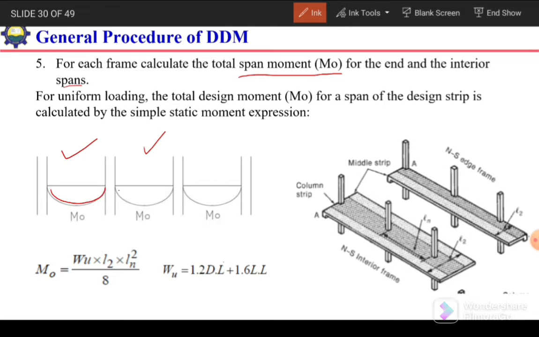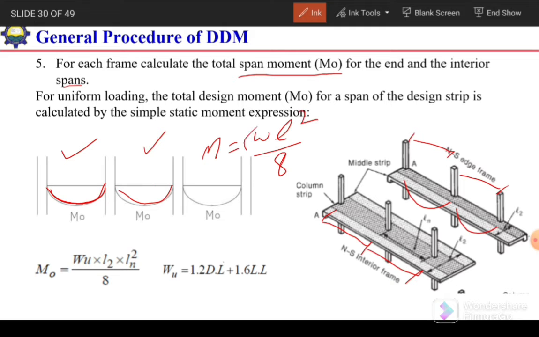So this M0 is actually a moment that is calculated based on the assumption that this span is a simply supported beam. And we know in case of simply supported beam, moment is equal to WL square by 8. Okay, so here if we see, this is the exterior frame. So for each frame and for each span, we need to calculate the M0. And this is interior frame, this panel and this panel, we need to calculate the M0.